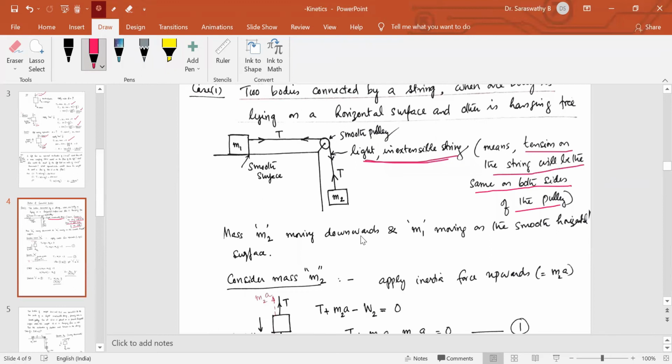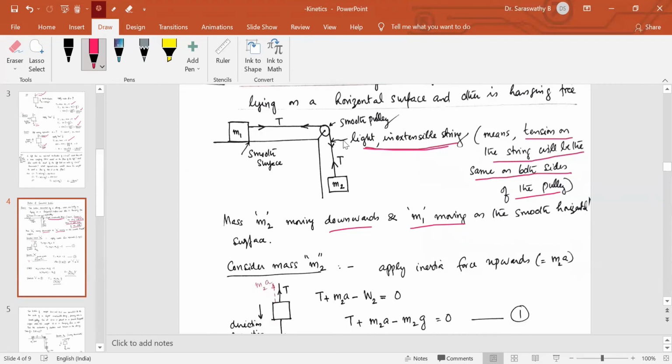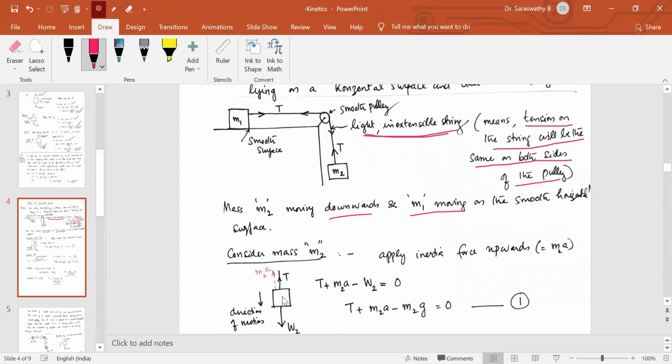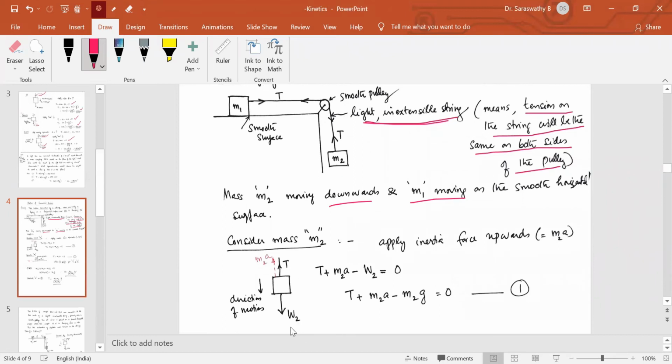Okay, so we'll analyze it. Mass m2 is moving downwards and mass m1 is moving on the horizontal surface towards right. Consider each mass separately. First of all, consider mass m2, the hanging mass. What are the forces acting on it? Its self weight W2 acting downwards. Tension in the rope is acting upwards.